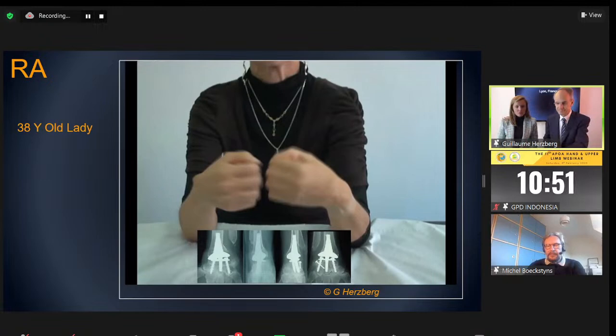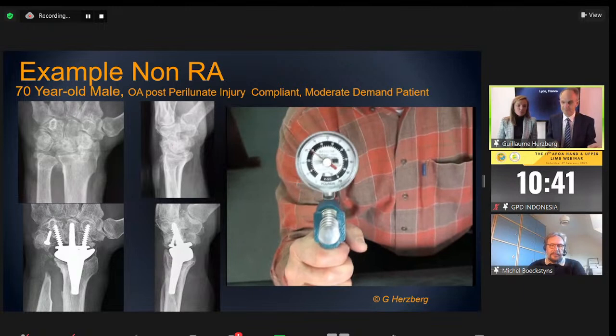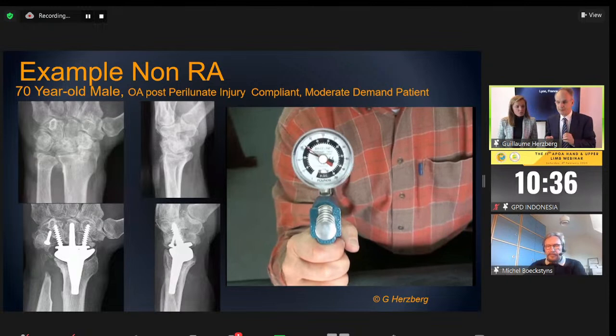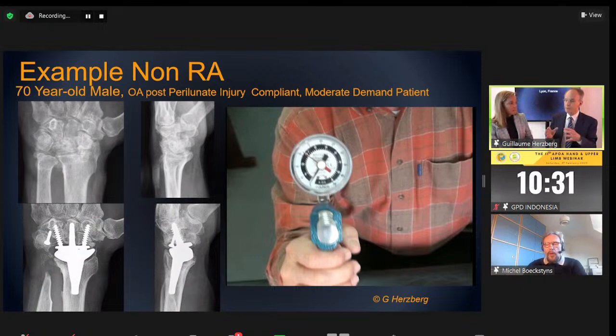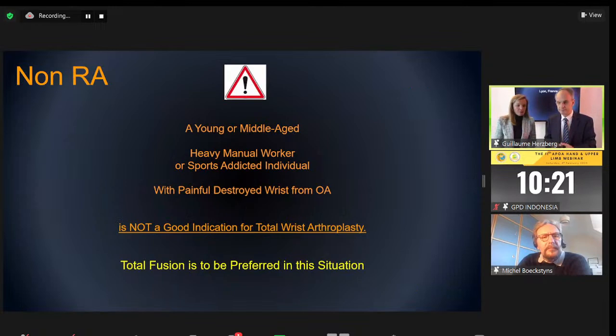One more. Also in non-rheumatoid patients, it's much more selective, but you have some non-rheumatoid patients in whom total wrist arthroplasty can be a win-win solution. Yes, Mario, but he was an old guy. He was okay to use his wrist moderately, and he was very compliant. Yeah. And this is why we used to say that this is not for non-rheumatoid patients. Total wrist arthroplasty is not a good indication in those cases.